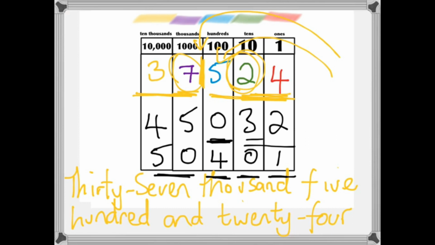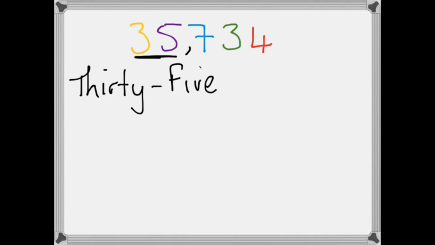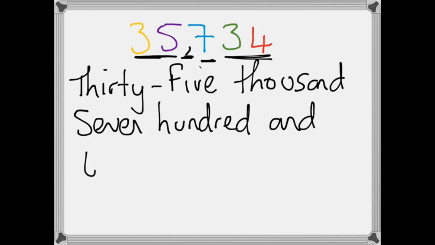Let's see if we can do some of these then. Here's a number. Quite often where the thousands come in, there is a comma. On this one we've got 35, and that little comma says thousand, 700, and 34.